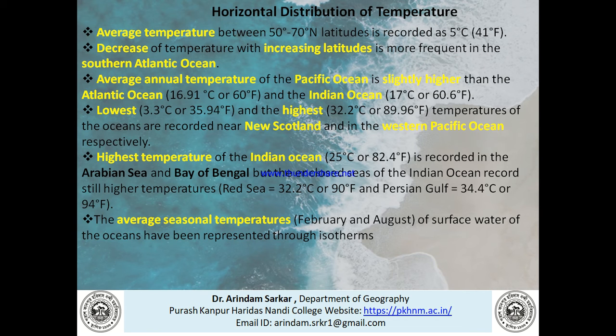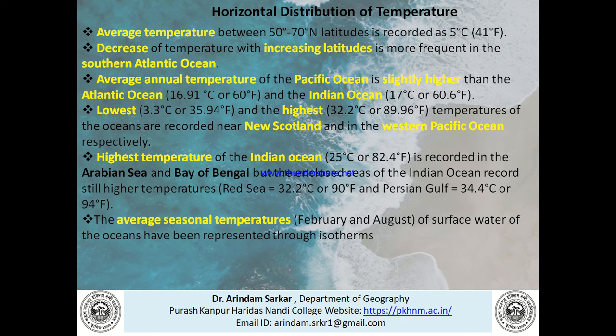Now, the average annual temperature of the Pacific Ocean is slightly higher than the Atlantic and the Indian Oceans. Lowest and highest temperatures of the oceans are recorded near Nova Scotia and the Western Pacific Ocean respectively. Highest temperature of the Indian Ocean is recorded in the Arabian Sea and Bay of Bengal, but enclosed seas in the Indian Ocean record still higher temperature.